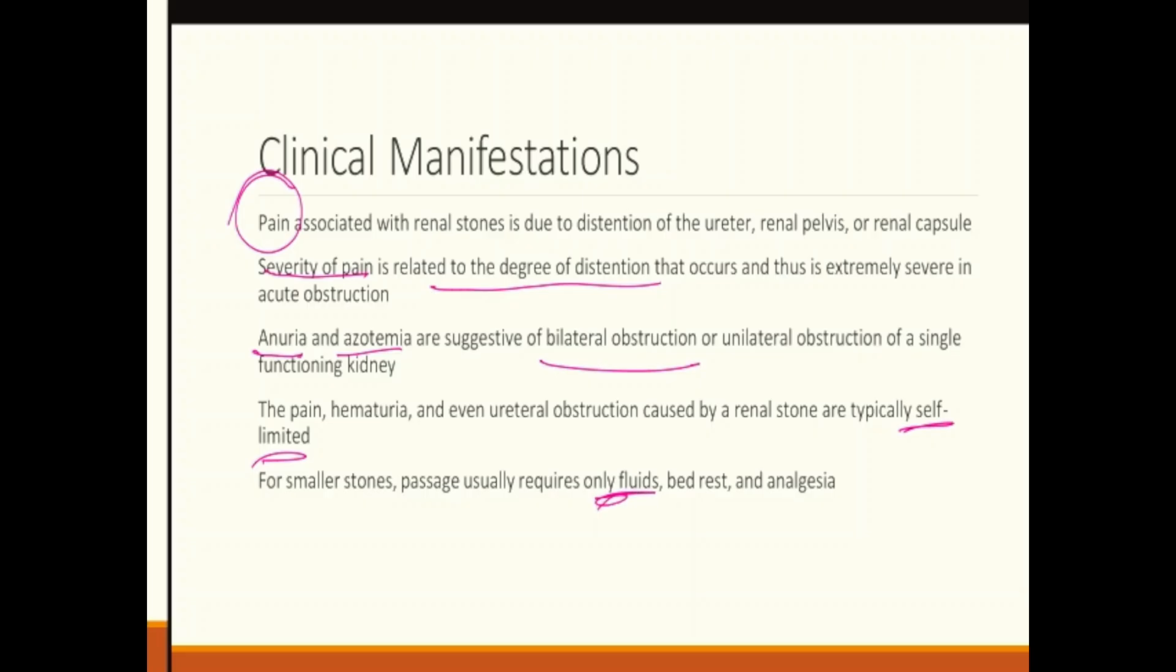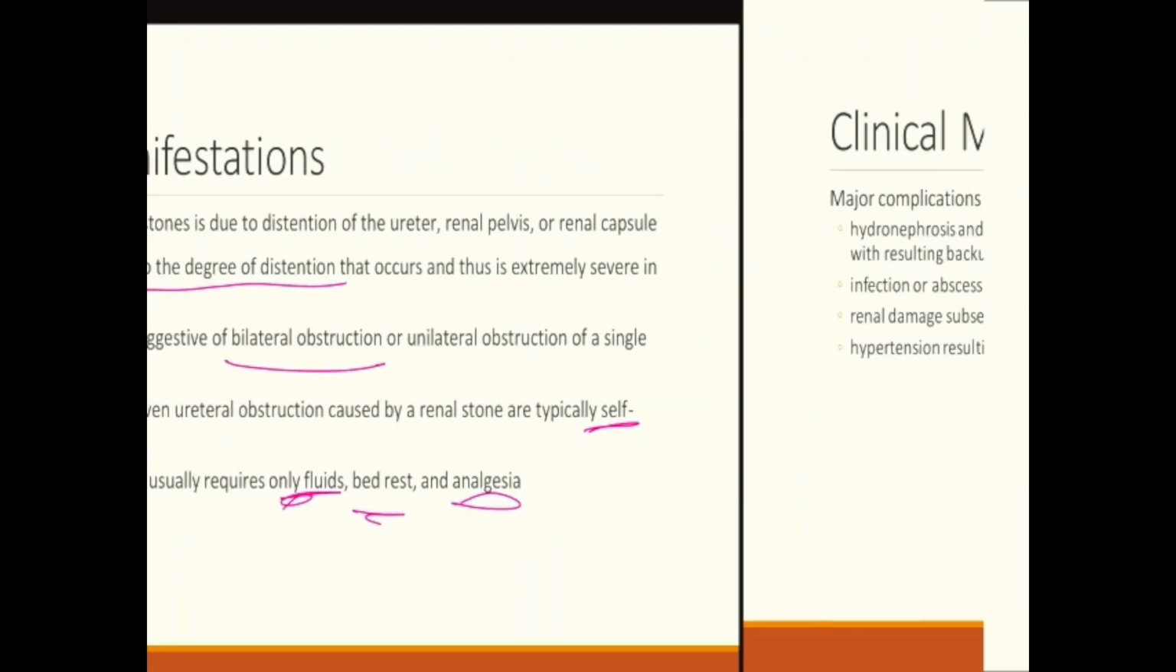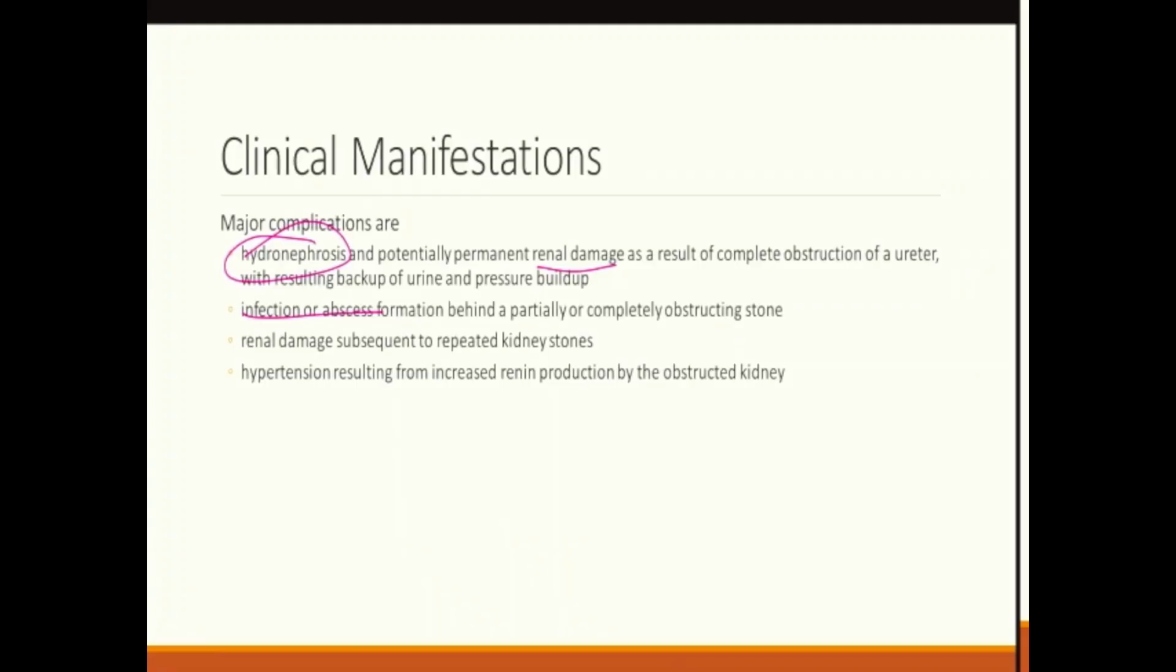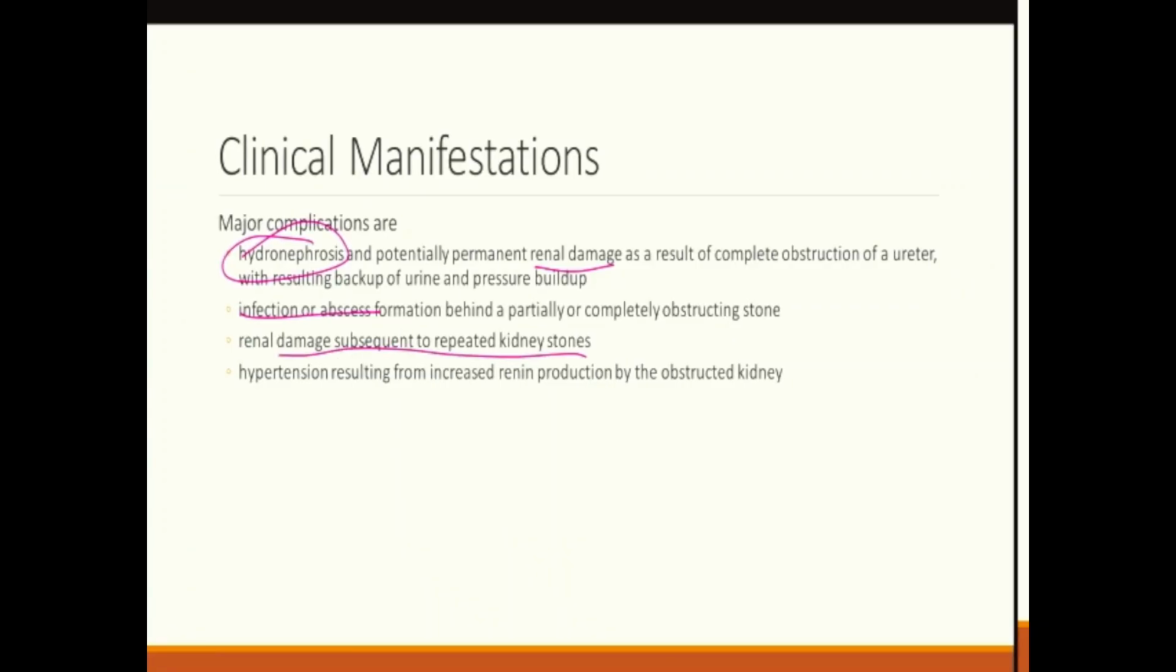Treatment: fluids, because we know fluids will help pass the stone, and also prevent dehydration. Bed rest, and just pain medicine will help take care of it. Major complications that can arise from kidney stones. One is hydronephrosis, water on the kidney, where the obstruction is so bad, the urine that's being produced gets stuck at the obstruction and works its way back up, and water starts building up inside the kidney. It can cause renal damage when that happens. Infection or abscess formation can also occur. Renal damage due to repeated kidney stones.